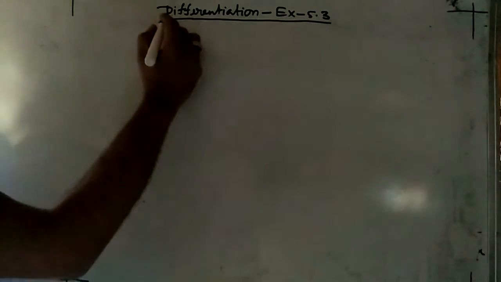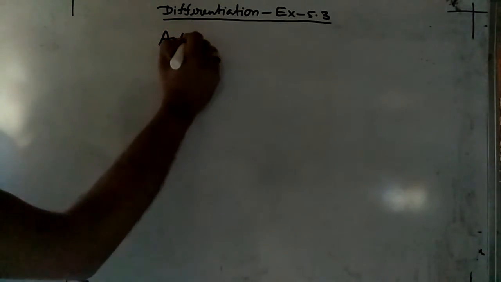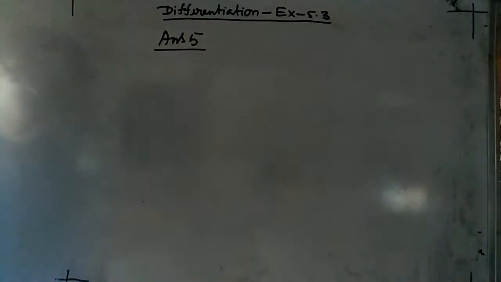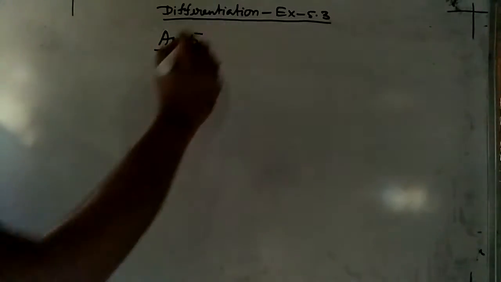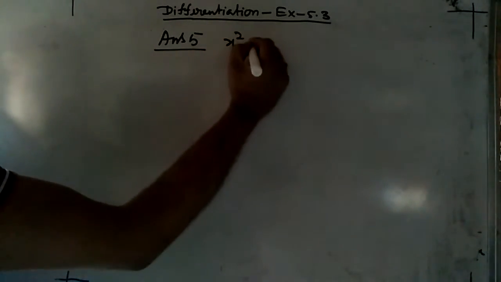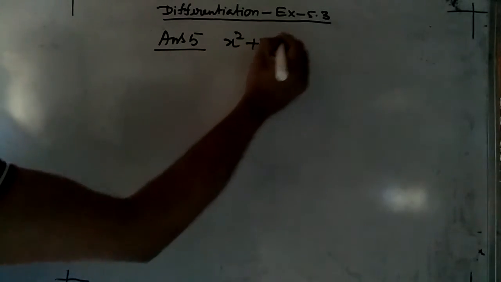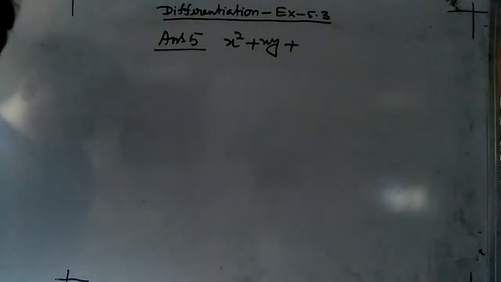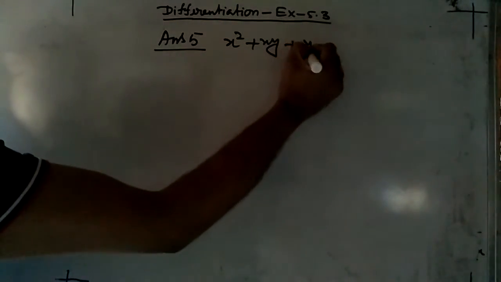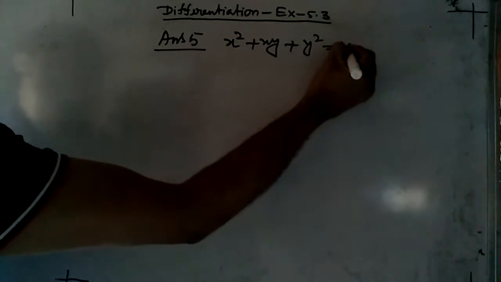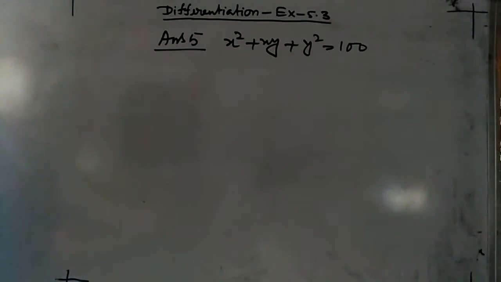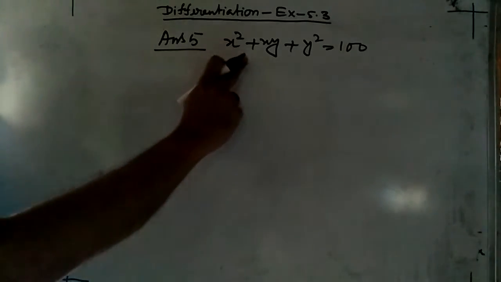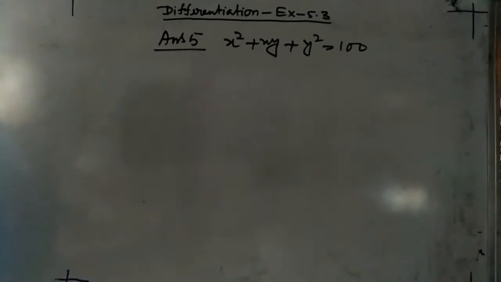So question number 5 is x square plus xy plus y square equals to 100. Can you say it is explicit function or implicit function? Easily you can't express y equals to function of x. So it is implicit function.